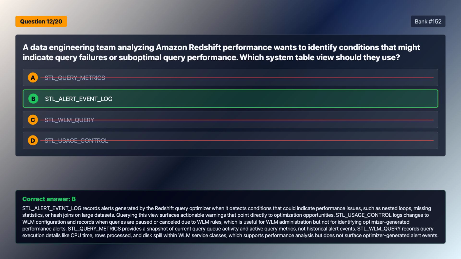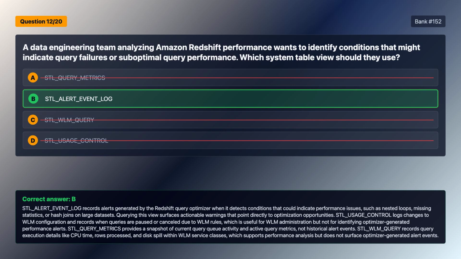STL_ALERT_EVENT_LOG records alerts generated by the Redshift Query Optimizer when it detects conditions that could indicate performance issues, such as nested loops, missing statistics, or hash joins on large datasets. Querying this view surfaces actionable warnings that point directly to optimization opportunities.